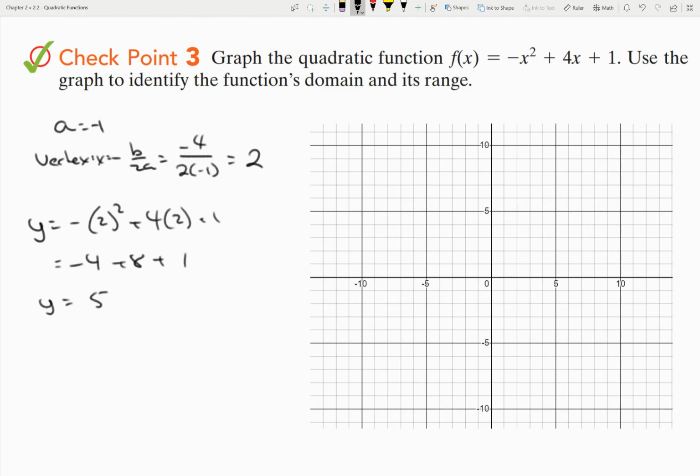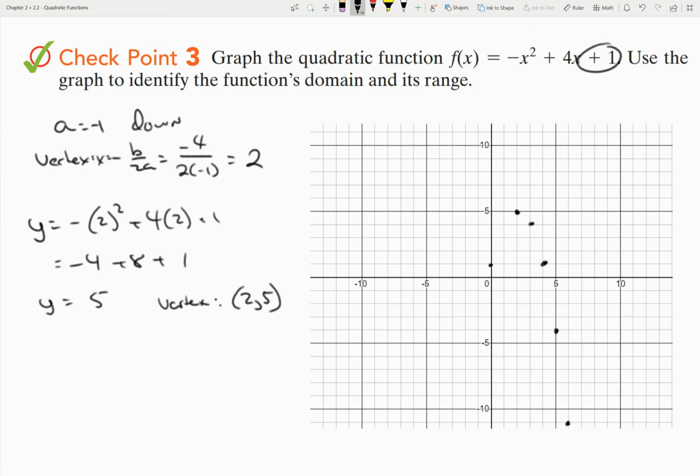So my vertex is 2, 5. This opens down, right? Because the a is negative. So I'm going to just follow my pattern. Oh, and look, the y-intercept is 1. And that makes sense because I'm going to go right 2, down 1, 2, 3, 4. Hey, look at that. Very nice. From the vertex, right 3, down 9. That would be there. And I think now I actually have room for 5, 10, 15. Oh, look at that. I can squeeze in a 16.